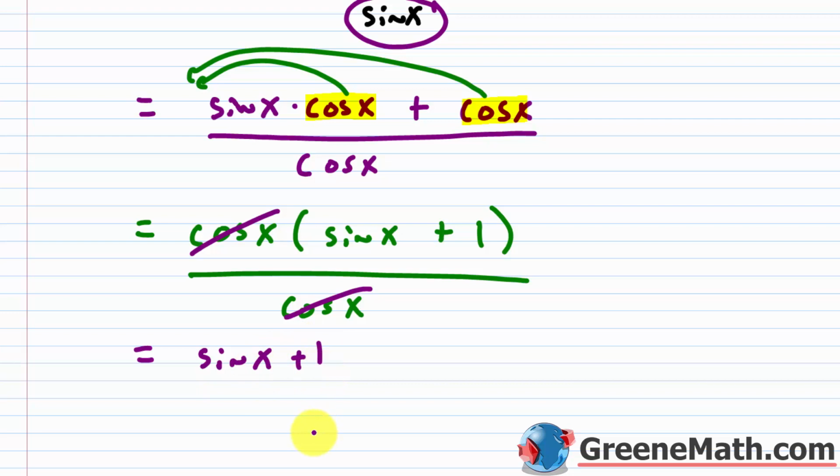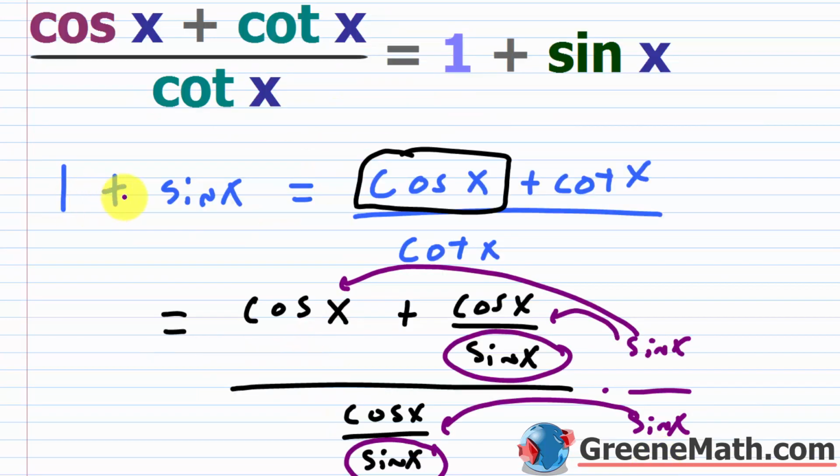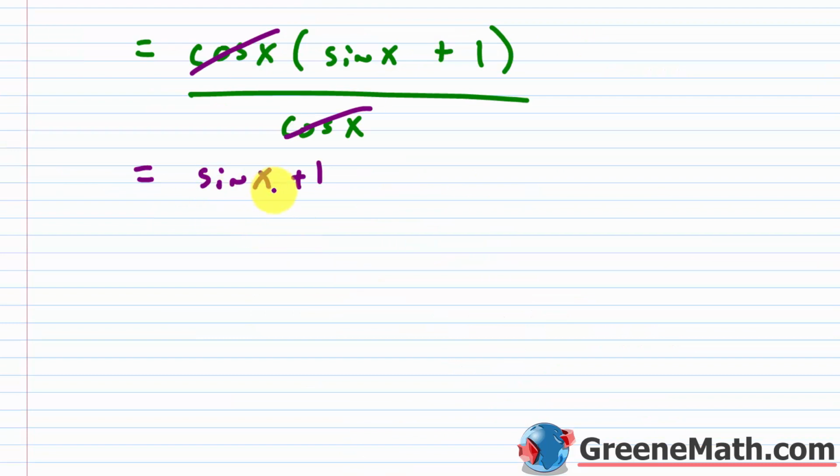If we go all the way back up, we see here that we have 1 plus sine of x. And here we have sine of x plus 1. So I could write this as 1 plus sine of x. And then I'm just going to put a big check mark here to show that this right side now matches the left side.